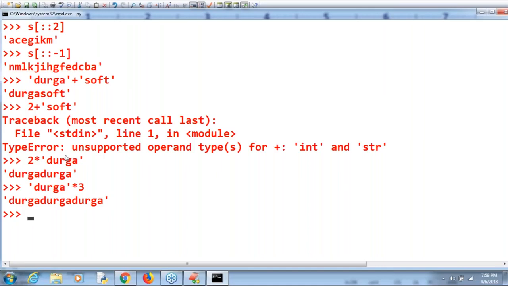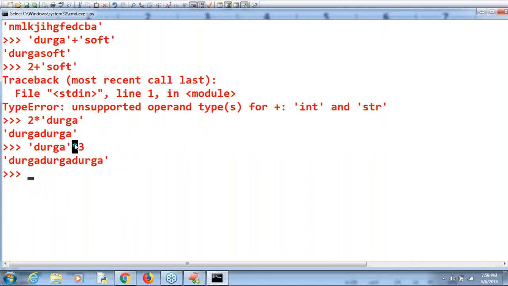String repetition operator. Whenever we are using the string repetition operator, compulsorily one argument should be string type and the second argument should be int type. Remember that. The order is not important. Either you can take first number and then string, or first string and then number, but one should be int type and the other should be string type. By mistake if both are strings, it is invalid.